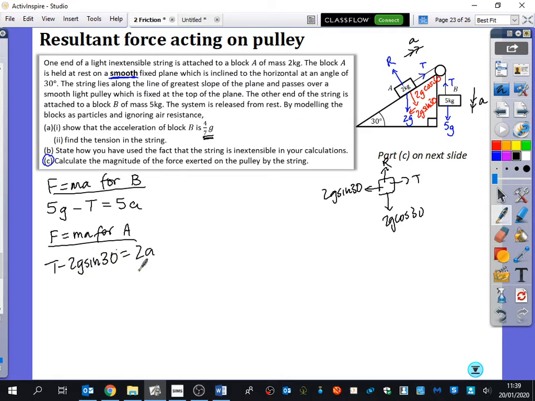And in this case, I'm not bothered about the size of the normal reaction. Why don't I care about the normal reaction? It's not the same as the weight. It's irrelevant. Why is it irrelevant? There's no friction, so I'm not bothered about the normal reaction at all.